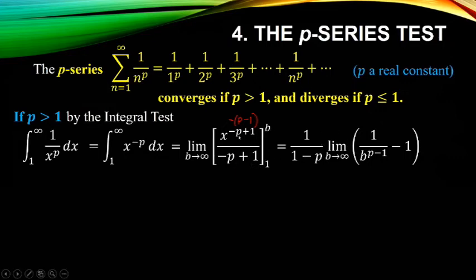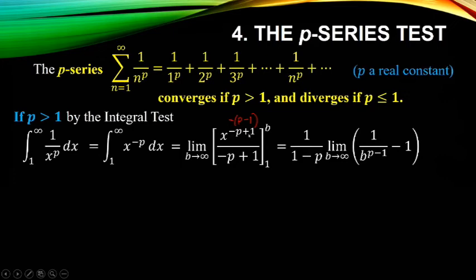We substitute b to x. So b raised to negative of p minus 1. Since it is negative, we move it to the denominator. We have b raised to p minus 1. Then minus 1, since x is equal to 1, the lower limit.